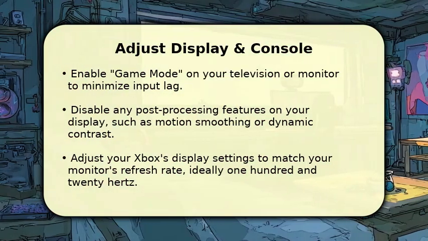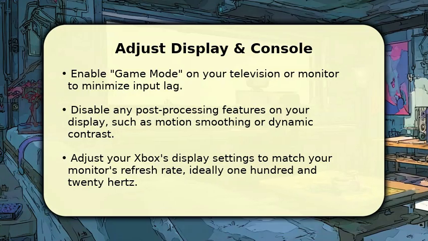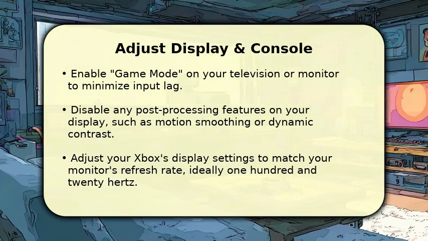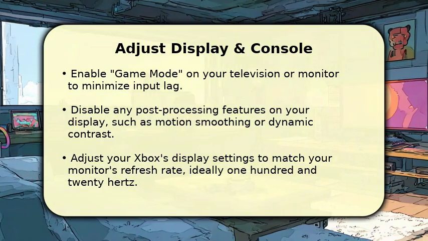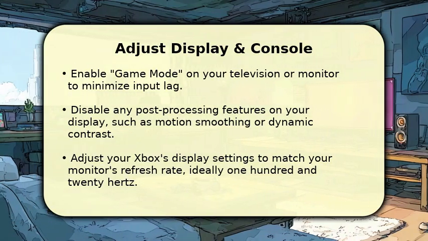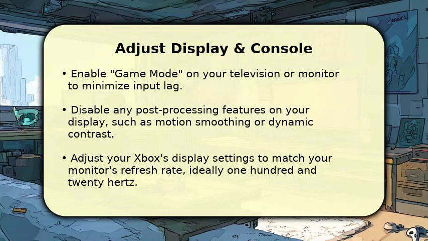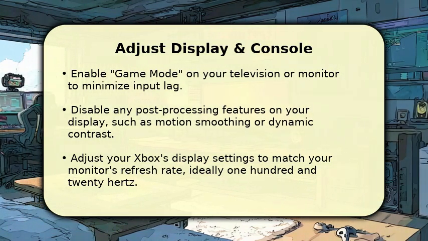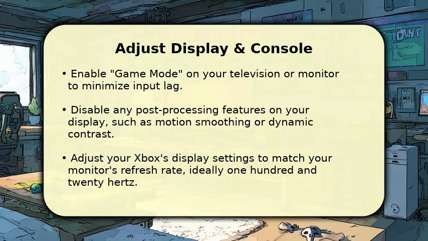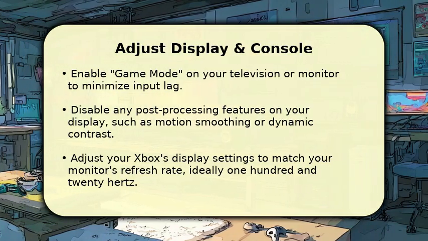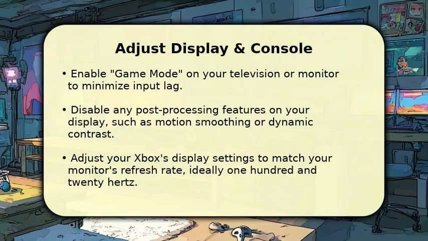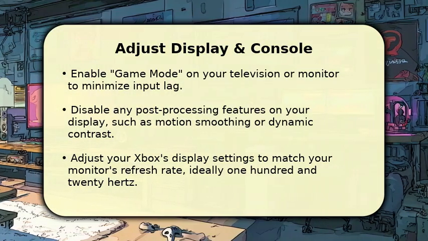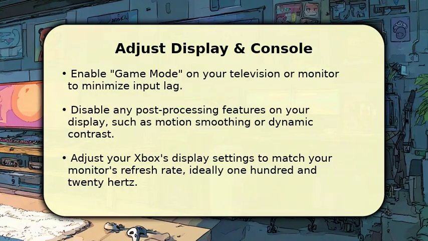Now, let's adjust your display and console settings. Always enable game mode on your television or monitor. This feature is designed to drastically reduce input lag. Disable any post-processing features like motion smoothing or dynamic contrast, as they add latency. Finally, match your Xbox's display settings to your monitor's refresh rate, ideally 120 Hz, for the smoothest visual experience. These display tweaks are vital for immediate feedback.